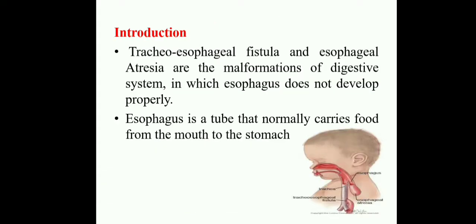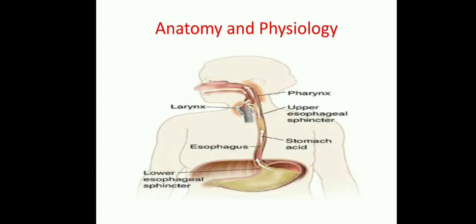Coming to the introduction, tracheoesophageal fistula and esophageal atresia are malformations of the digestive system in which the esophagus does not develop properly. The esophagus is a tube that normally carries food from the mouth to the stomach. This is about the introduction of tracheoesophageal fistula. First, we will learn about the anatomy and physiology of the trachea and then the esophagus.